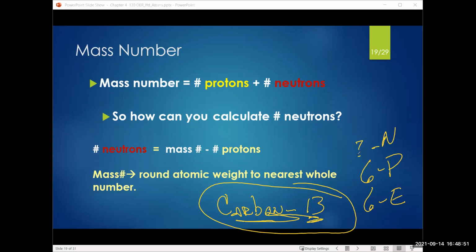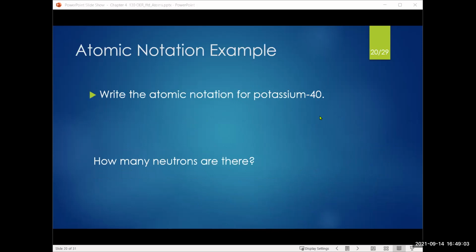For carbon 13, 7. You got it. Exactly. Okay, now you get the gist of it. All right, so let's go on and see if we can figure it out. So here we go. Okay, we'll come back to it in a second.